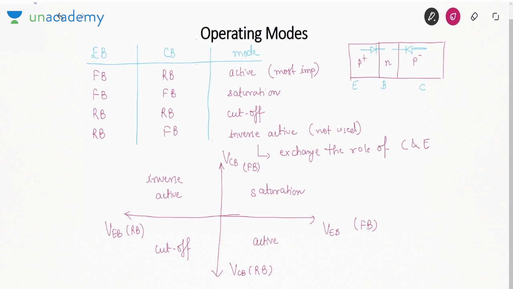That is how you can understand. This is very important from the numerical point of view. You have to remember the four modes of the transistor. Sometimes this is also directly asked in the ESE examination: the state of the junctions in different operating modes.